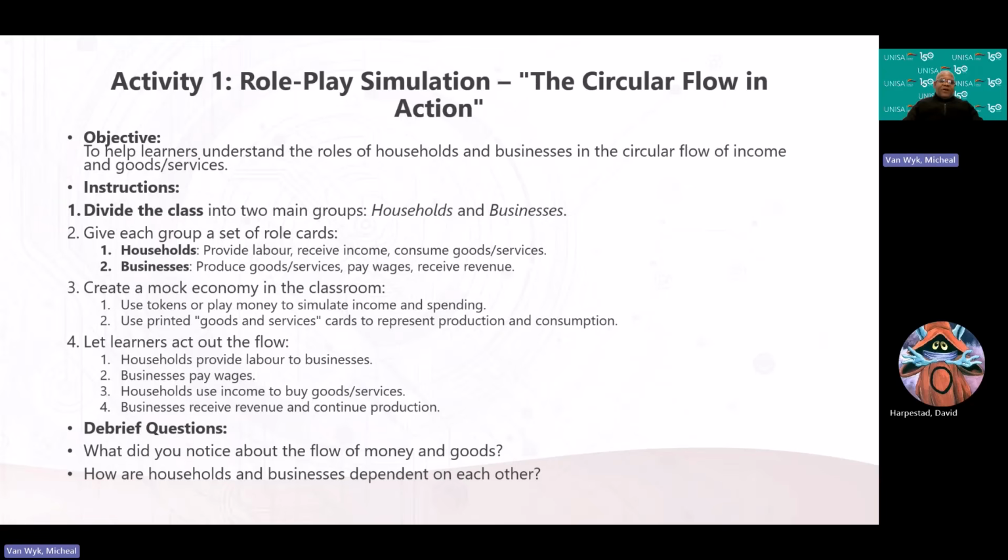So what did you notice about the flow of money that I will ask? Money and goods. And you will agree there's a clear distinction in patterns. And I will also ask you how a wholesale and business depend on each other. Yes, they depend on each other, as we have indicated previously, and that is important to understand.